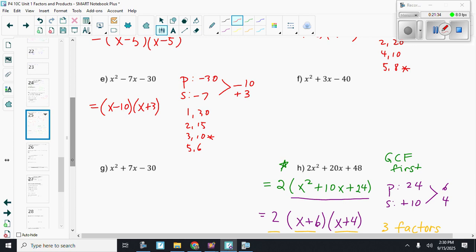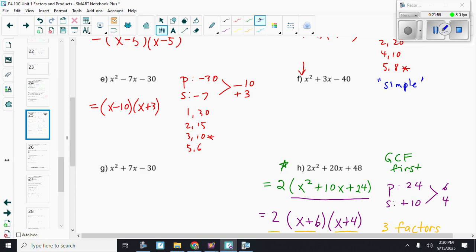Okay, so what we discovered is, with a simple trinomial, simple simply means that if we look at the x squared, there's no number in front of the x squared. Okay, that's what simple means. Okay, so again, note to yourself if you need to.